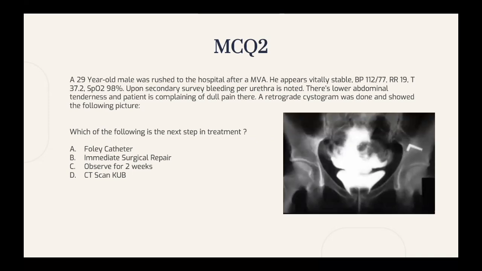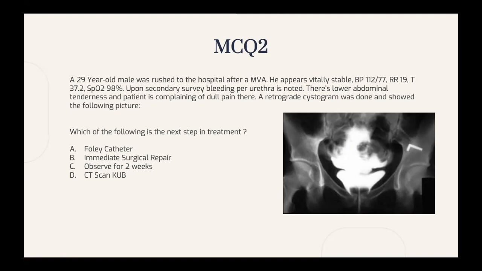So this is our last question. A 29-year-old male was rushed to the hospital after a motor vehicle accident. He appears vitally stable. Blood pressure is 112/77, respiratory rate is 19, temperature is 37.2, and oxygen 98%. Upon secondary survey, there's bleeding per urethra. There is also lower abdominal tenderness, and the patient is complaining of dull pain. A retrograde cystogram was done and showed the following picture. Which of the following is the next step in treatment? A, Foley catheter; immediate surgical repair; observe for 2 weeks; CT scan; or KUB. I'll stop the video, put in your answer, please.